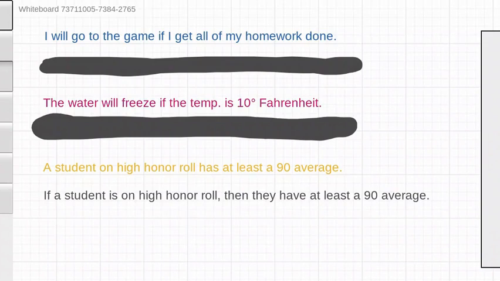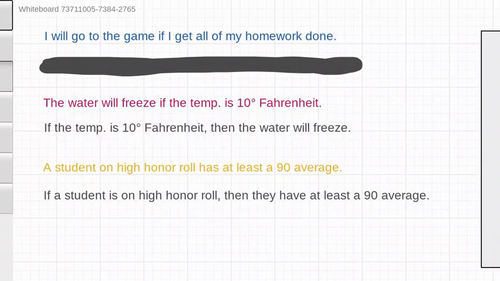So what is this in conditional statement form? It would be if the temperature is 10 degrees Fahrenheit, then the water will freeze. And it's only because it's saying the water will freeze if the temperature is 10 degrees Fahrenheit. Like, it will do that only if it is like 10 degrees Fahrenheit. So it'd be if it's 10 degrees, then the water will freeze.